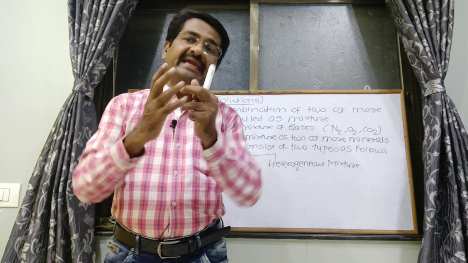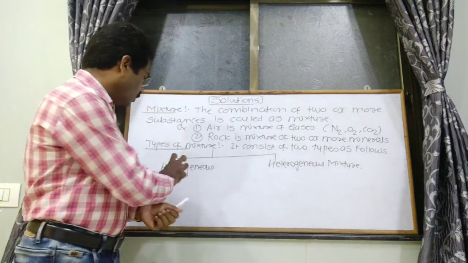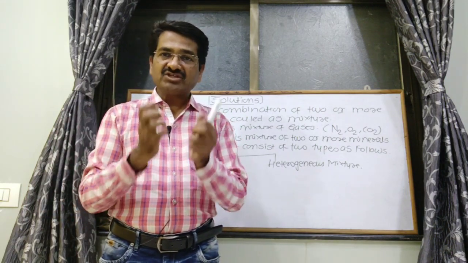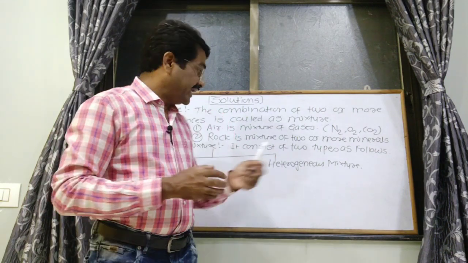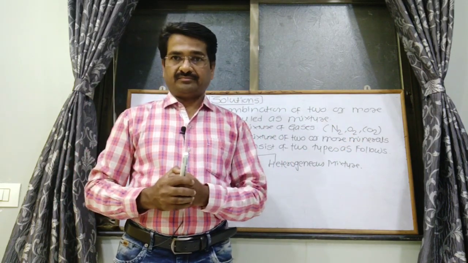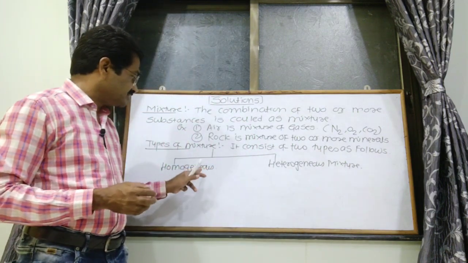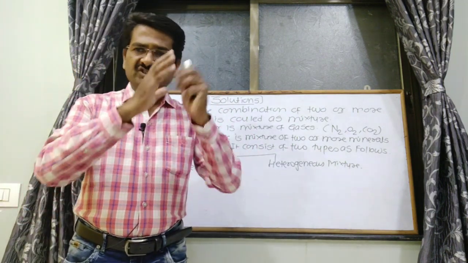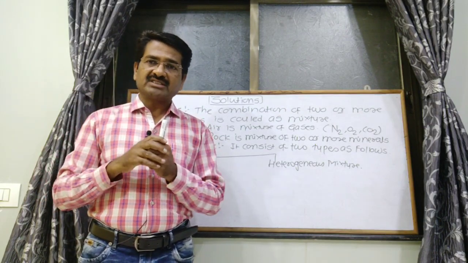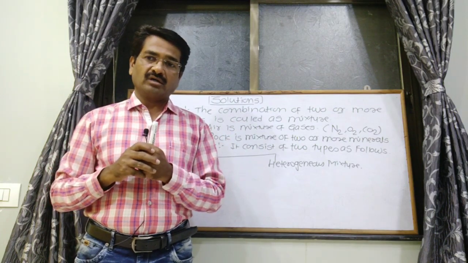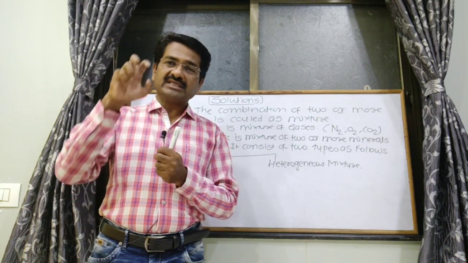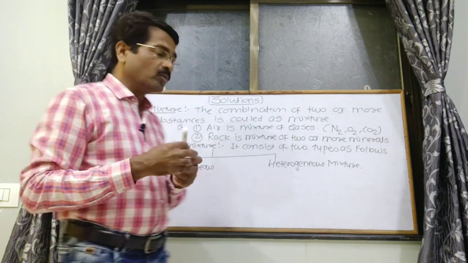So what do these indicate? Homo means similar, that is uniform. And hetero means dissimilar, that is non-uniform. So what is a homogeneous mixture? A mixture containing two or more components in a uniform state, where the mixing of components is uniform, is called a homogeneous mixture.